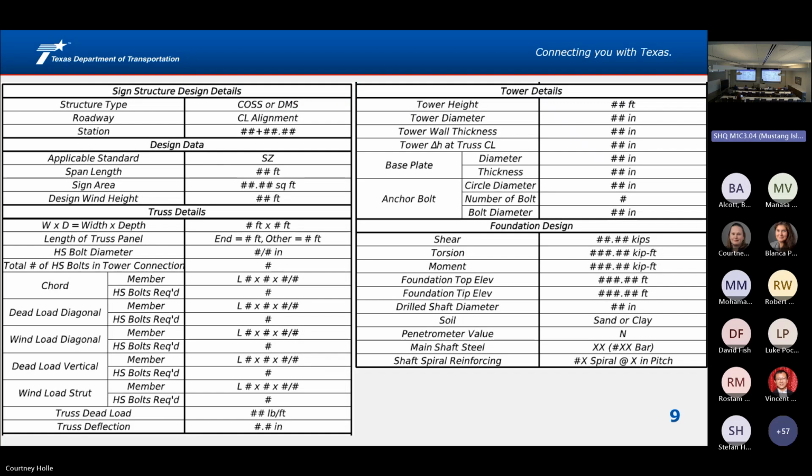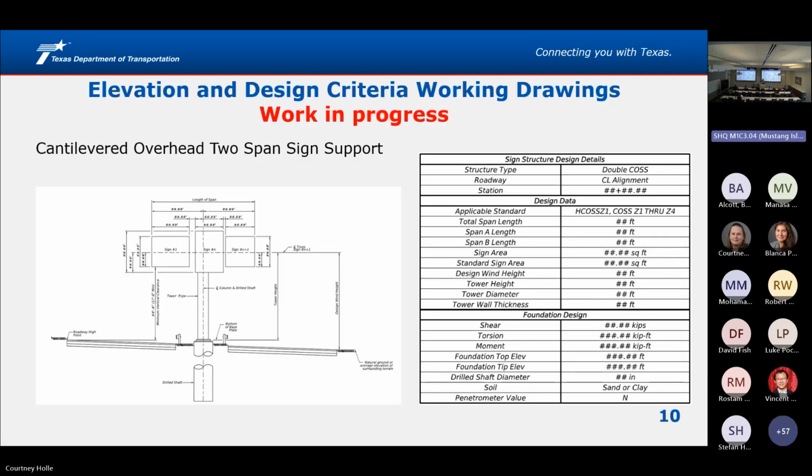So diving into the table, you can see a lot of the same stuff, but then we're breaking out the truss details. We need all that in there. For your cord and web members, not only just the member, but also the number of high strength bolts required. In the current standards, you have the member and then in brackets, the number. Well, we want to break it out a little clearer. And then your tower details, your base plate, your anchor bolts, all that relevant data. And there's a reason for it, and I'll get into that in a second.